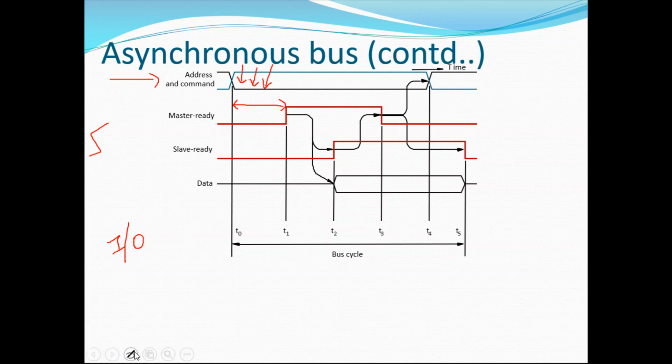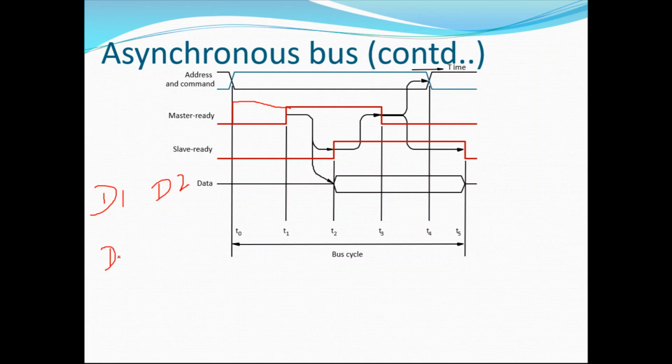The reason is that always some data or other will be available on the address and command bus. Let me explain why the master ready signal is activated after this much delay. Say, for example, the bus master activates the master ready at this time itself. Now one issue may happen. Different devices have different propagation delays. If some device is working at a faster rate, its propagation delay will be smaller, so it will be working faster.